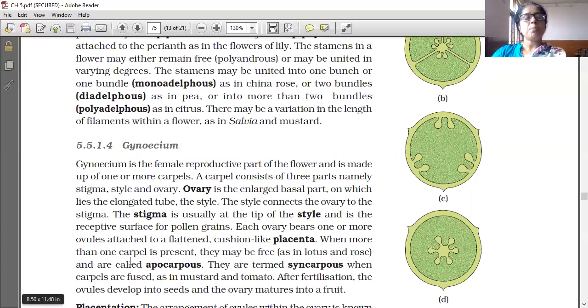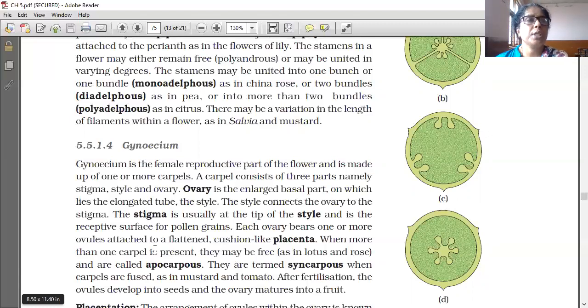When more than one carpel is present, they may be free, as in lotus and rose, and are called apocarpous. If only one carpel is there, it is free. They are termed syncarpous when carpels are fused. Suppose two carpels are there and both of them are fused, then it is called syncarpous, as in mustard and tomato. After fertilization, the ovules develop into seeds and the ovary matures into a fruit.